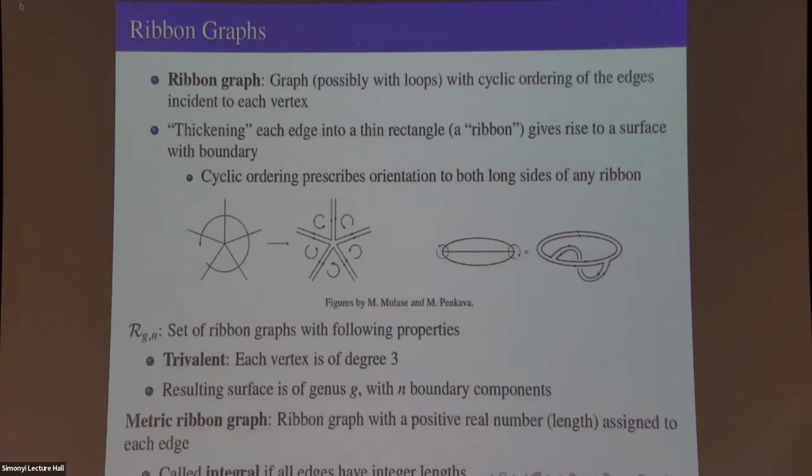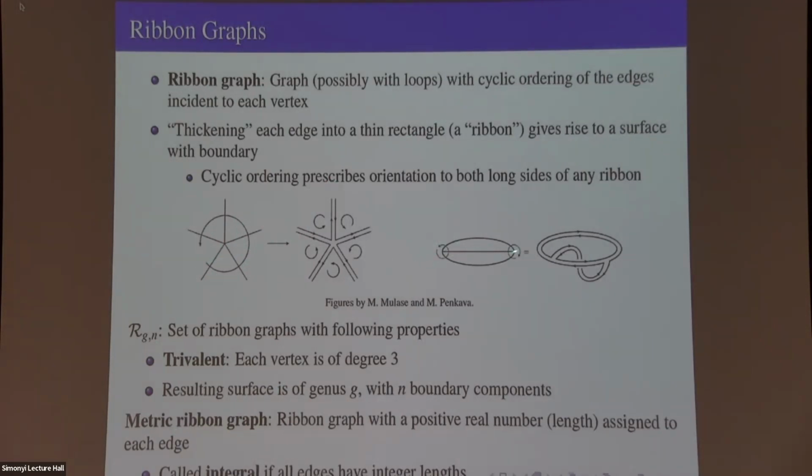Okay, so now let me give you a more geometric, or more combinatorial, definition of these intersection numbers. To do that, I'll define a ribbon graph, which is a graph, possibly with loops, that has a cyclic ordering at each vertex. By cyclic ordering, I just mean that you take all the edges around a vertex, and you define some cyclic ordering around it. Then imagine you thicken each edge into a thin rectangle or a ribbon, and that gives rise to a surface with boundaries. So I take this vertex here, and I just thicken each edge into a little ribbon, and I'll get something that looks like this.